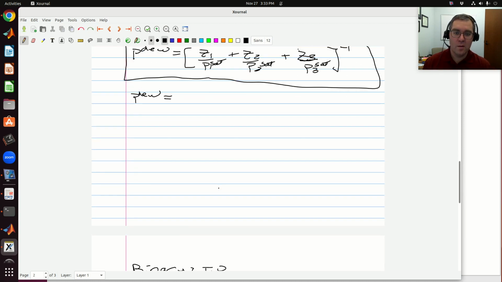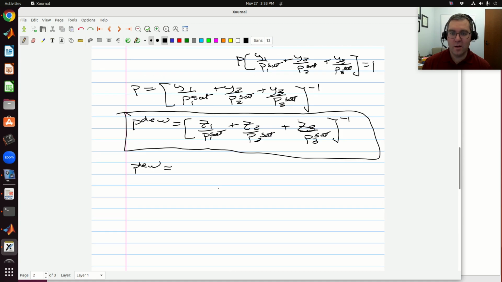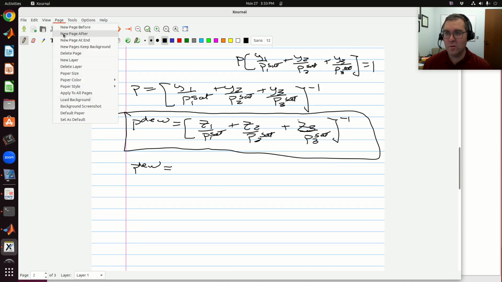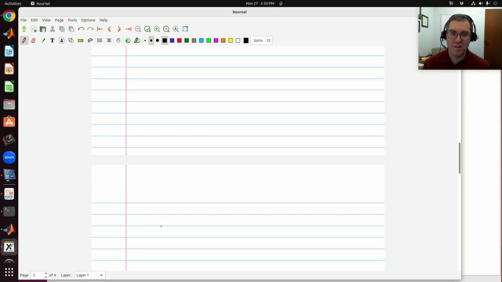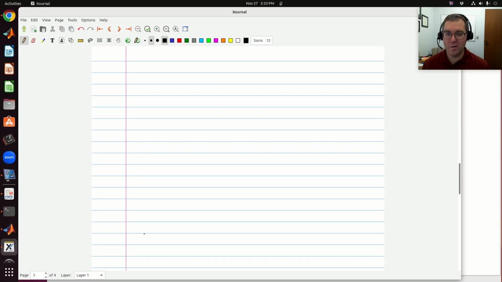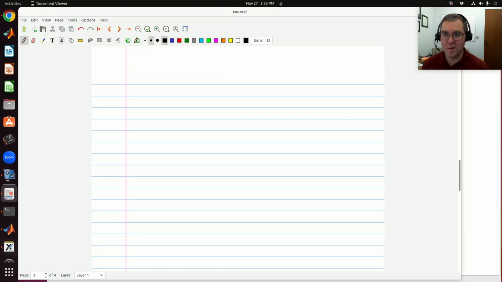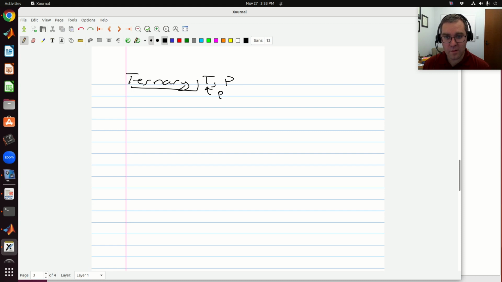Okay, but that's an aside. So let me add a new page, so that this comment's there. Let's talk about a ternary system, because ternary systems are going to be a little special. When I have more than two components, in this case 3, we're again specifying temperature and P, and by specifying temperature, I'm fixing P1 sat, P2 sat, and P3 sat.